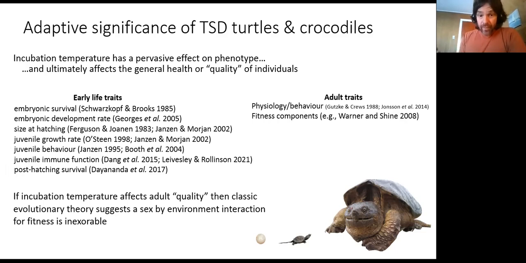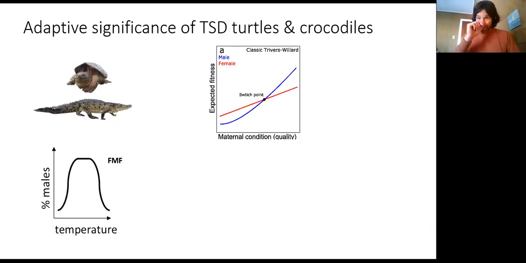And so if incubation temperature affects adult quality, adult condition, then I'd argue that classic evolutionary theory suggests that a sex by environment interaction for fitness is basically unavoidable. And this is specifically how. So let's recast it in the sense of Trivers-Willard to make sure that we can understand it graphically.